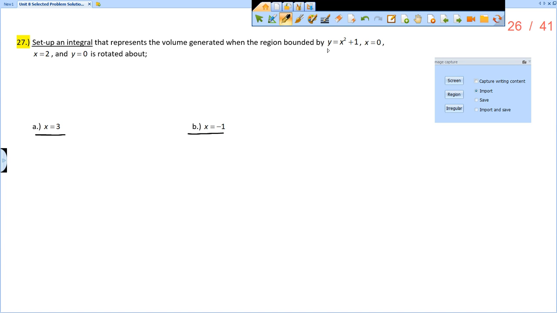Let's start off with this graph, y equals x squared plus 1. So the basic parabola that has been shifted 1 unit up. X equals 0, remember, is the vertical line, the y-axis. X equals 2 is a vertical line at 2. And then y equals 0 is the horizontal line, the x-axis. And so here is our region.